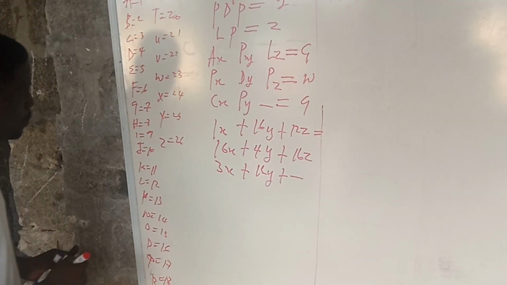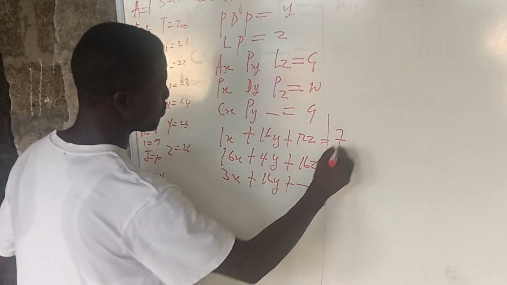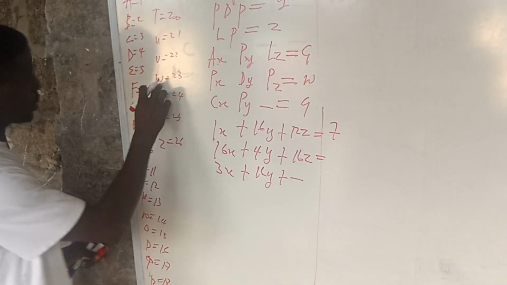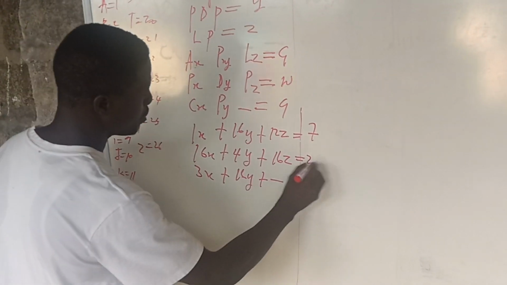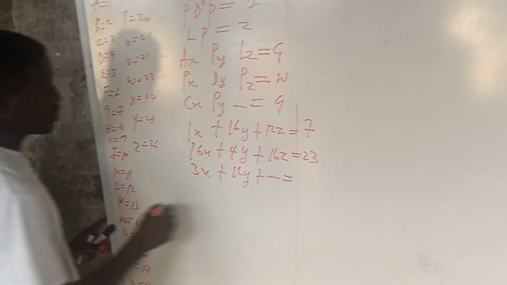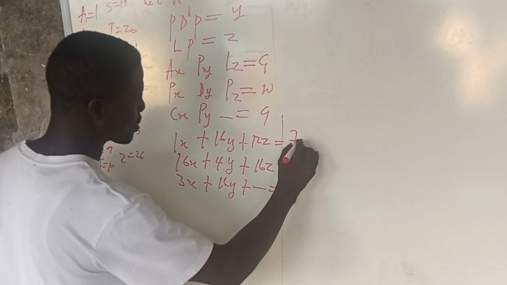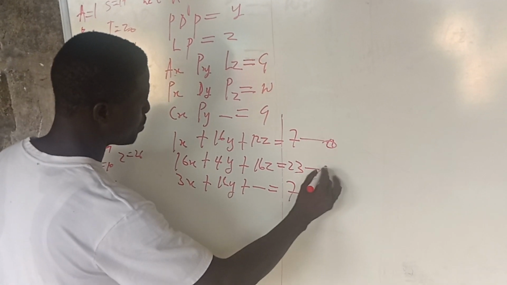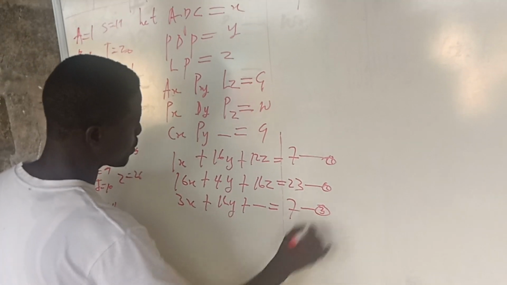What is G standing for? G is standing for 7. Then white, which is W, standing for 23. And of course, you have the next one, which is green, is also 7. So with this, we've been able to establish 3 equations. Equation 1, equation 2, and of course, equation 3.